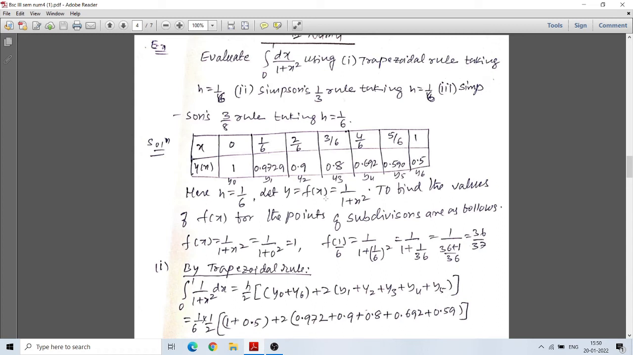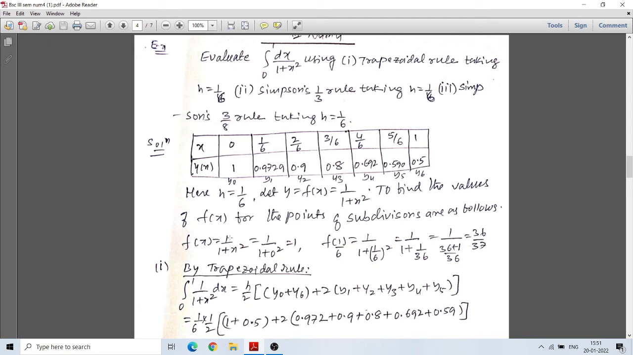Let y is equal to f of x. Here, f of x is 1 over 1 plus x square. To find the value of f of x for the points of subdivisions, we proceed as follows. f of x is equal to 1 by 1 plus x square. Then put x is equal to 0. We will get 1 here. Then how do we get the next one?